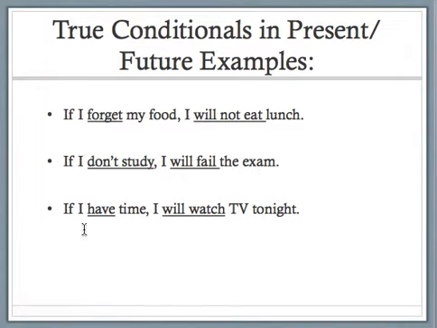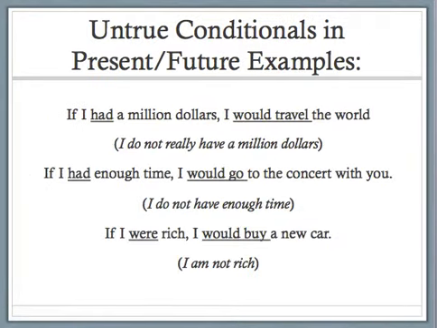Last example, if I have time, I will watch TV tonight. So again, simple present have, will watch, will plus the simple form of watch. So if I have time, I will watch TV tonight. This is something that's going to happen. If I have time, watching TV is what I'm going to do. True statement.